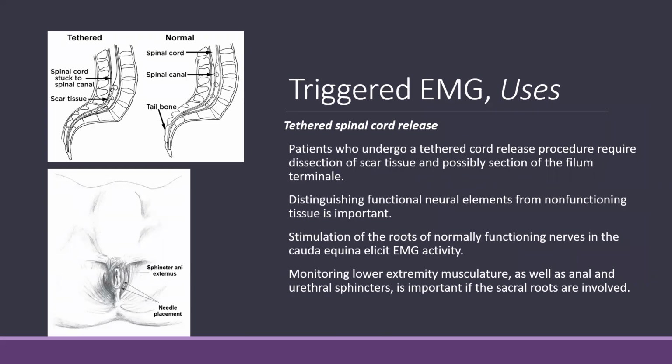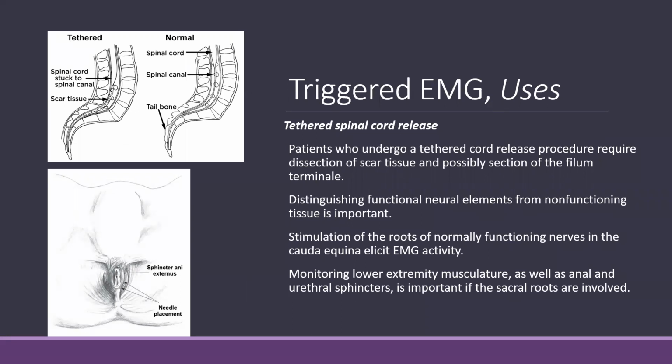With tethered cord release, patients undergo a procedure that requires dissection of scar tissue and possibly section of the filum terminale. Distinguishing functional neural elements from non-functioning tissue is very important. Stimulation of the roots of normally functioning nerves in the cauda equina elicits EMG activity, and monitoring lower extremity musculature as well as anal and urethral sphincters is important if the sacral roots are involved.